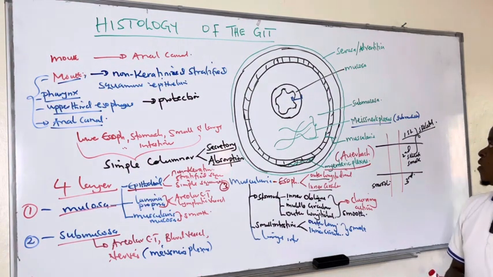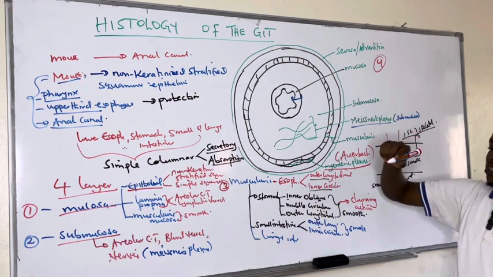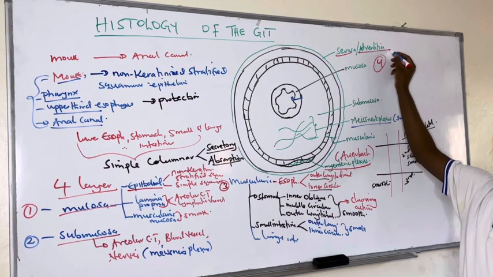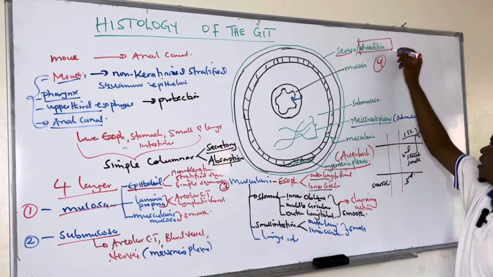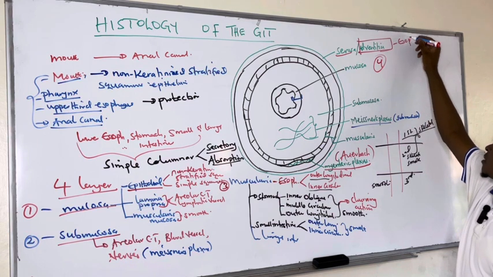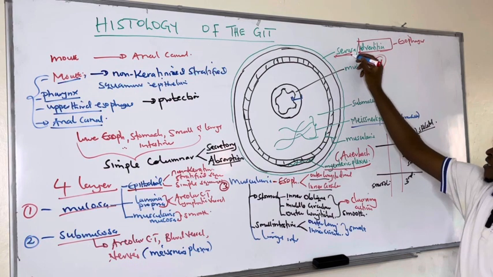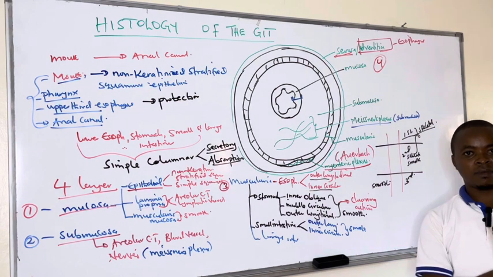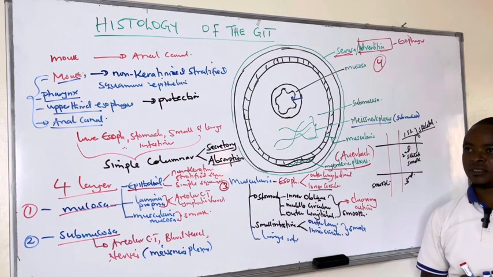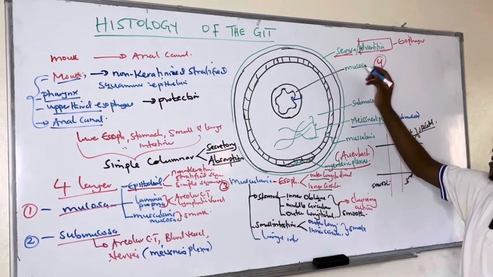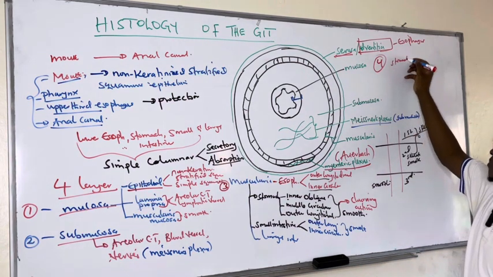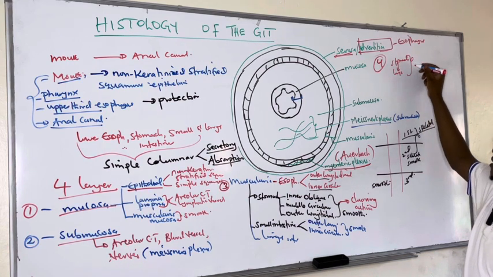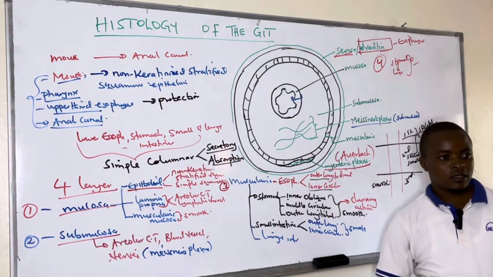And the fourth one, which we have not talked about, is Serosa or adventitia. And this adventitia is only found in the esophagus. The esophagus does not have Serosa, but it has the adventitia, which connects it with the trachea, but is not fluid filled. Then from the stomach up to the large intestine, here we see it is being supplied by the Serosa.